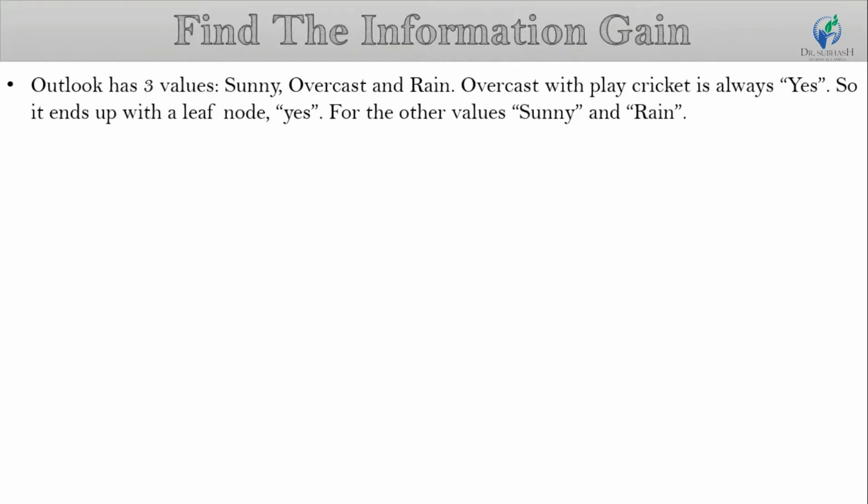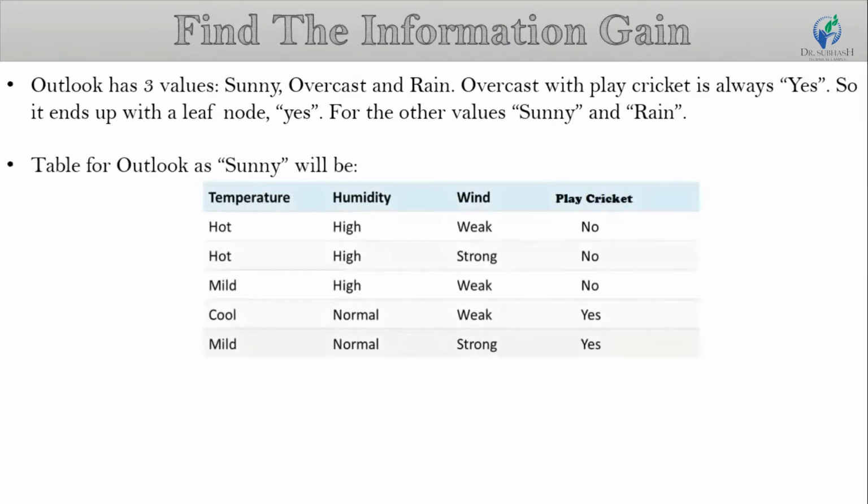So the table of outlook as sunny will be like this, for that we have the temperature, humidity, wind and play cricket label. In temperature we have three values like hot, mild and cool. In humidity we have two values like high and normal. And for the wind we have two values like weak and strong. And play cricket we also have, can we play cricket, yes or no.